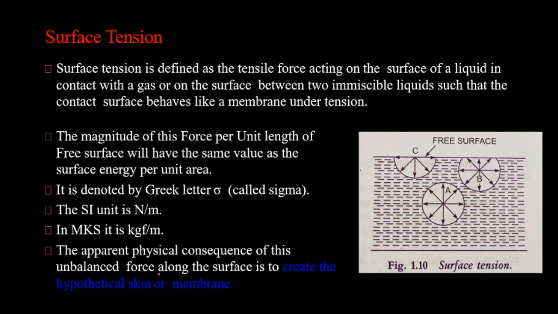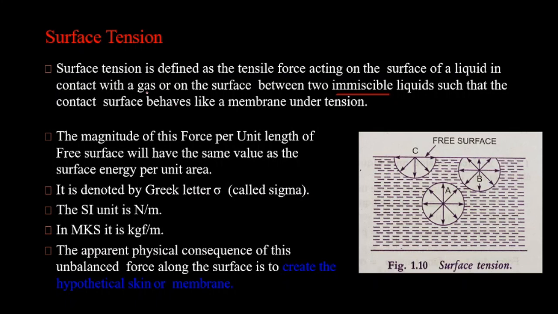Two immiscible liquids, what is that? Immiscible means they do not mix. If you put two liquids in the same bottle and they do not mix, we call such liquids immiscible liquids. Such that the contact surface behaves like a membrane under tension.